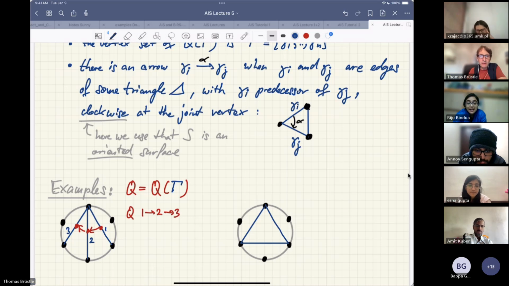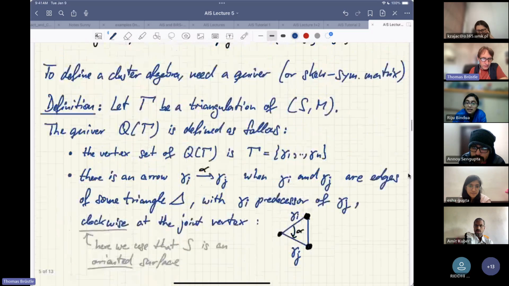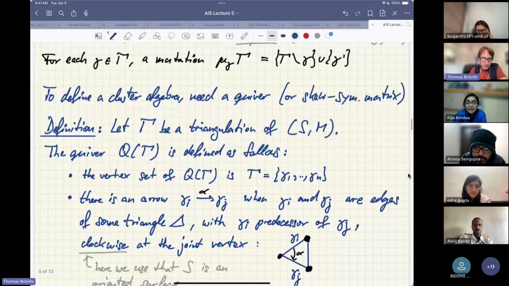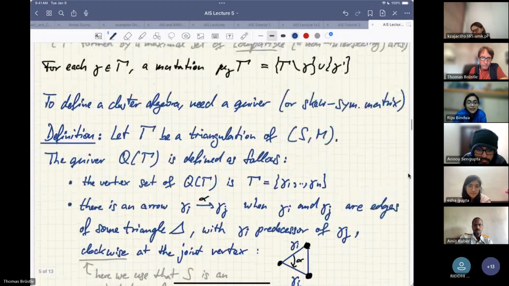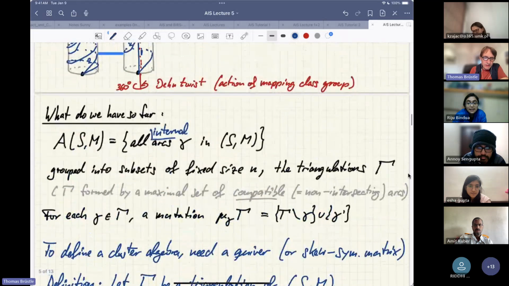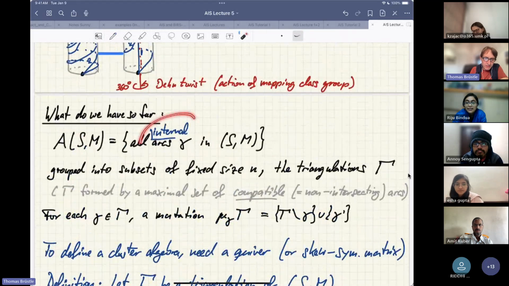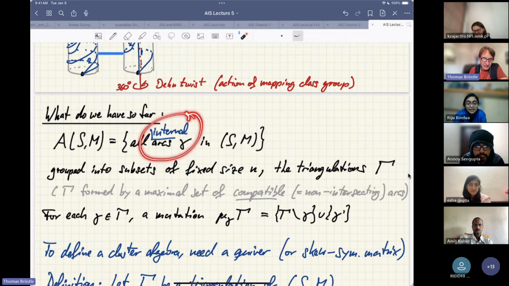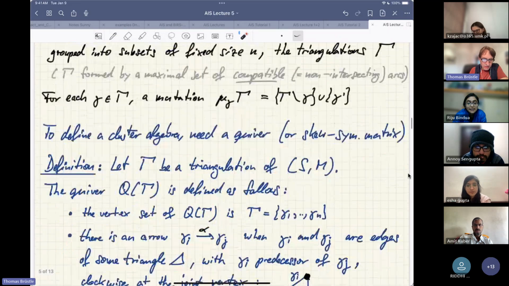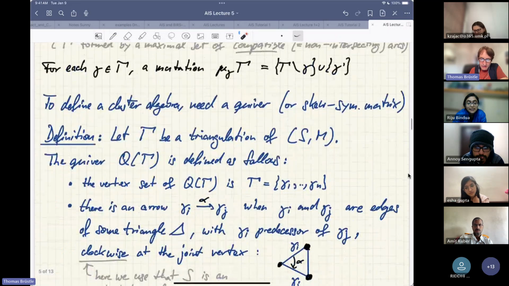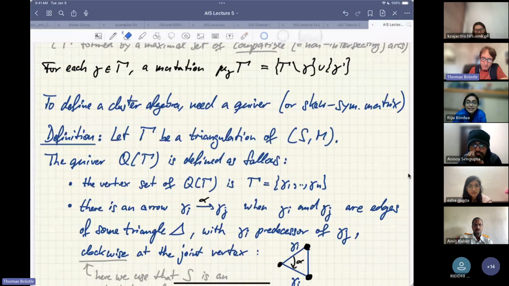When you're considering arcs, you're only considering the internal arcs and not the boundary ones? Yes, yes, you're totally right. I forgot to mention this already here. So the quiver, the vertex set is the set of internal arcs.